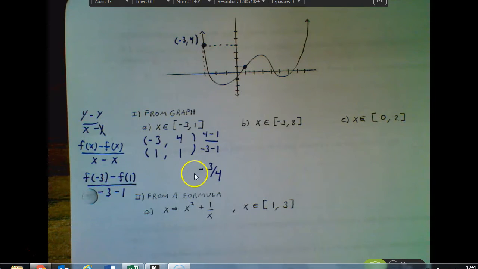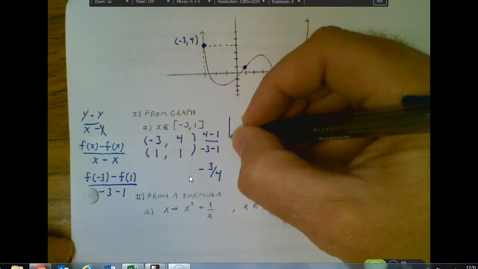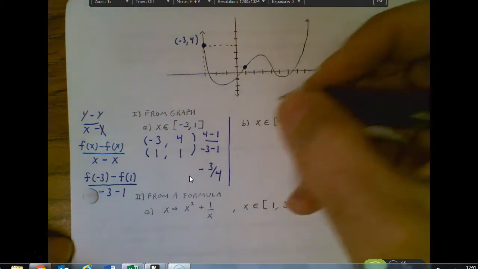So moving on, just doing the next couple. Same idea on these guys. These are my x's, -3 and 8.